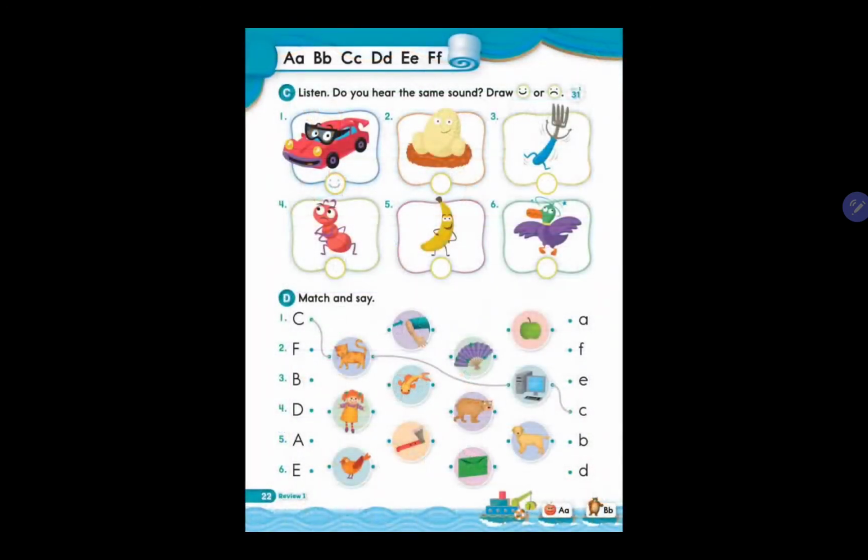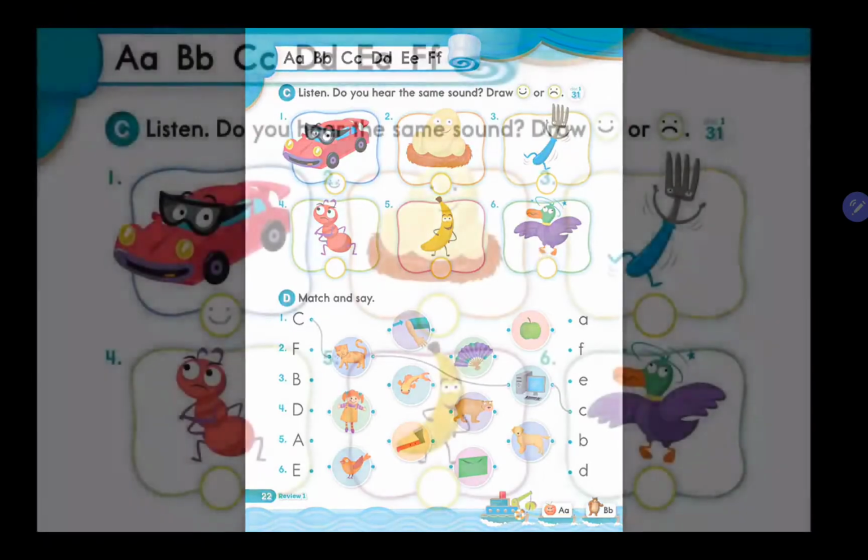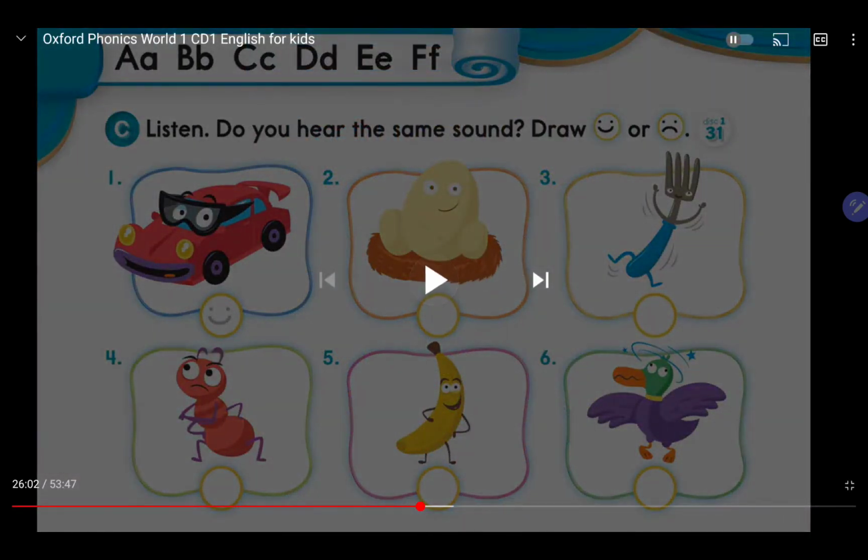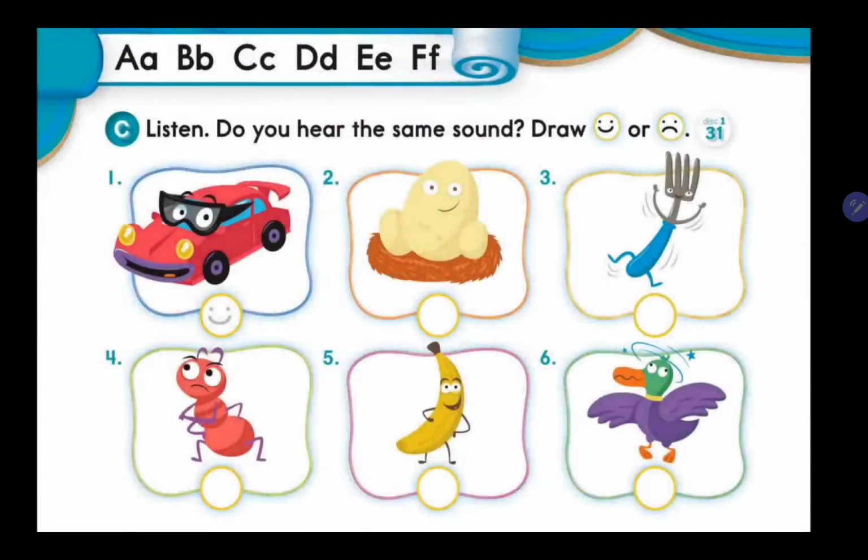22. C. Listen, do you hear the same sound? Draw. 1. Cool car. Okay, we have to listen to the sounds. Are they the same? K, k, cool. K, k, car. Let's write it down. Cool, car. So we see the letter C and the letter C. They are the same sounds. So we have to write a smiley face because the sounds are the same.